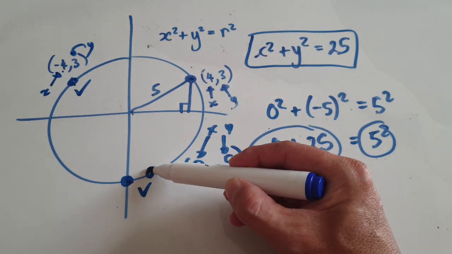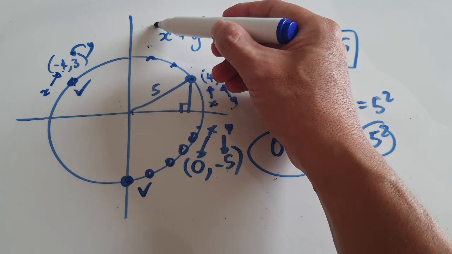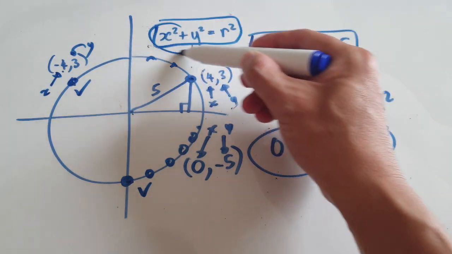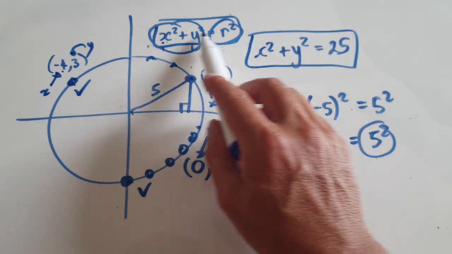It turns out that everything on this circle will satisfy this equation. The left-hand side will equal the right-hand side. So the equation of a circle is given by this.